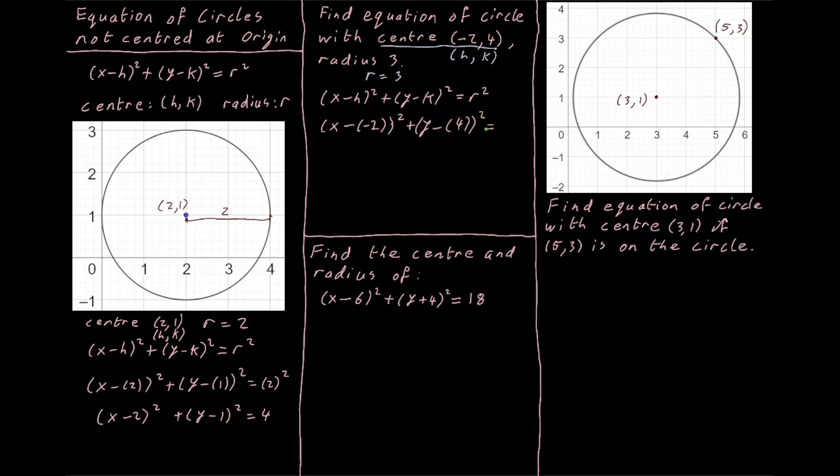So then we have y minus 4, squared, is equal to, and we're told the radius is 3, so that's 3 squared. And we tidy everything up, and we get x plus 2, because minus by minus is a plus, squared, plus y minus 4 squared is equal to 9. And that's the equation of our circle centered at minus 2, 4 with a radius of 3.